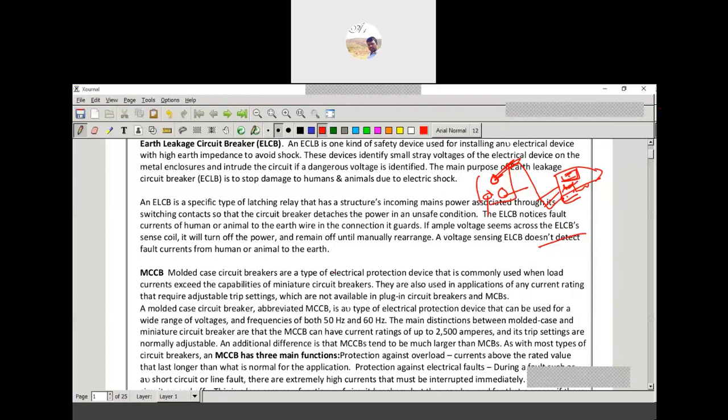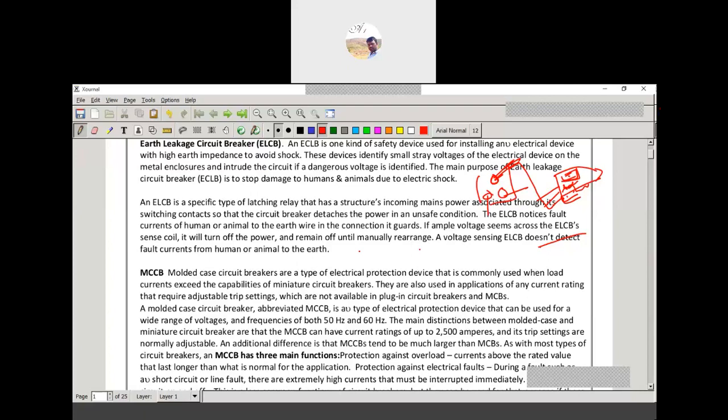The main purpose of the earth leakage circuit breaker is to stop damage to humans and animals due to electrical shock. While operating equipment, in some cases we touch the body of the equipment and get a shock. If we get the shock, severe injuries will take place. At that time we have to protect ourselves, and for that we are using the earth leakage circuit breaker.